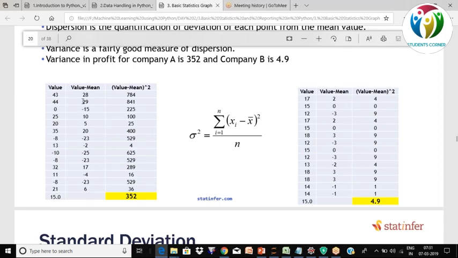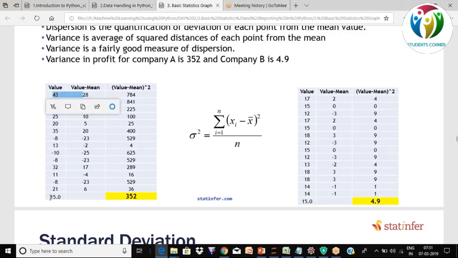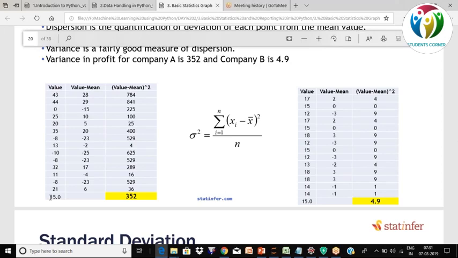Now, how do we come up with the variance? If you see value minus mean, that means every value I will subtract from the mean, to see how much it is deviating from the mean. So 43 minus 15 is 28, 44 minus 15 is 29, 0 minus 15 is minus 15, and so on. We will do that for every value from the mean, that is, value minus mean value.